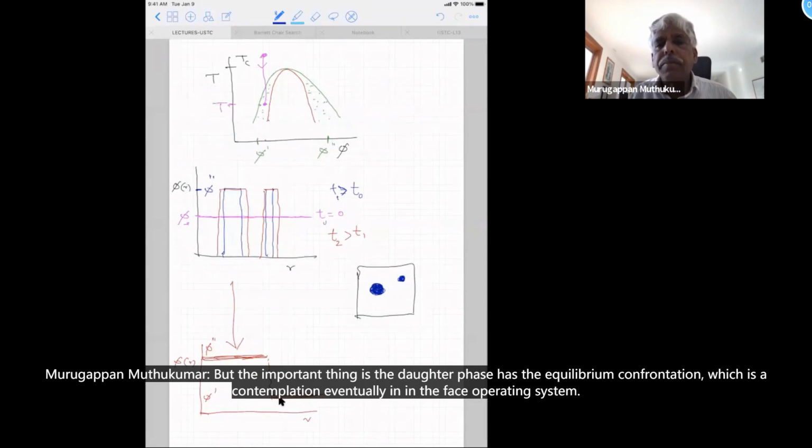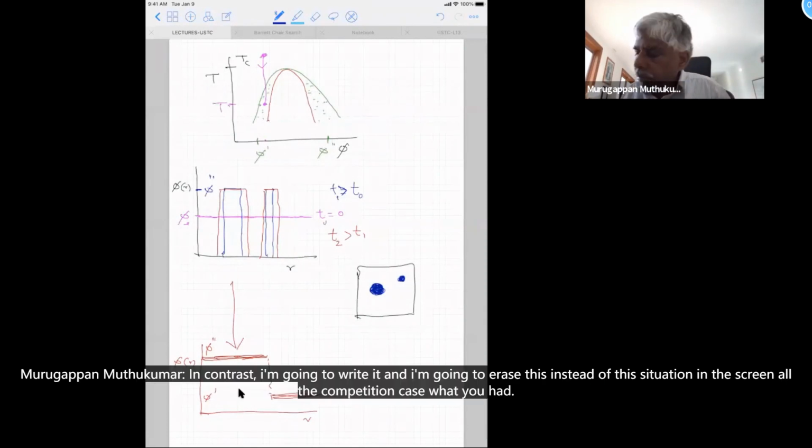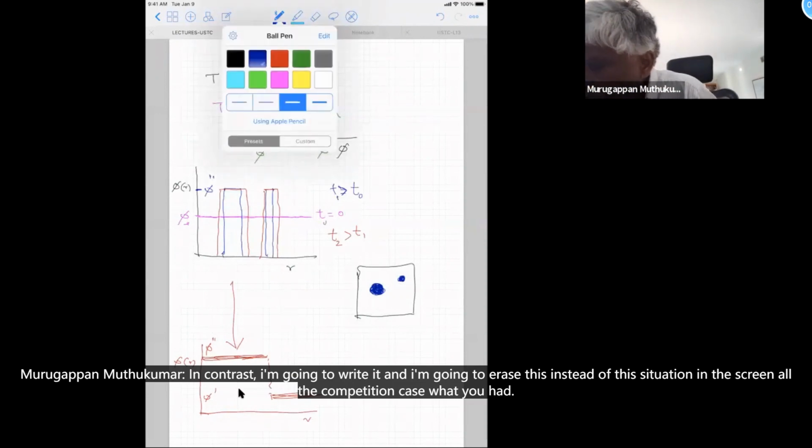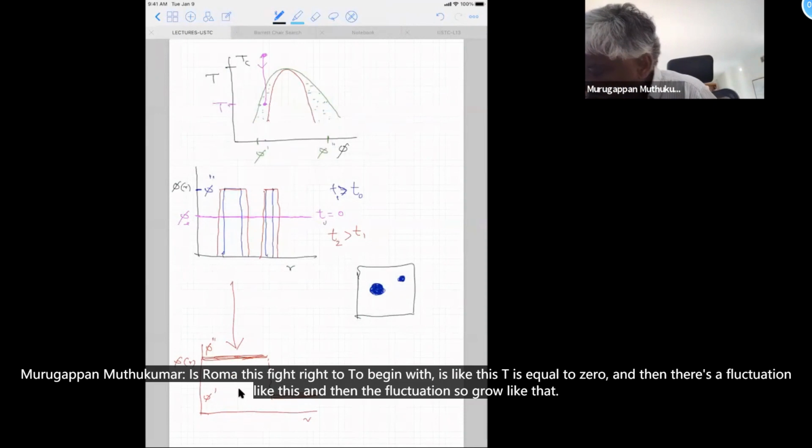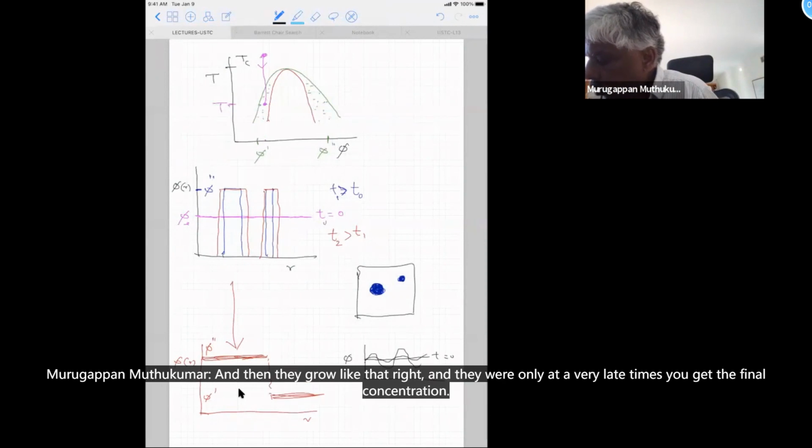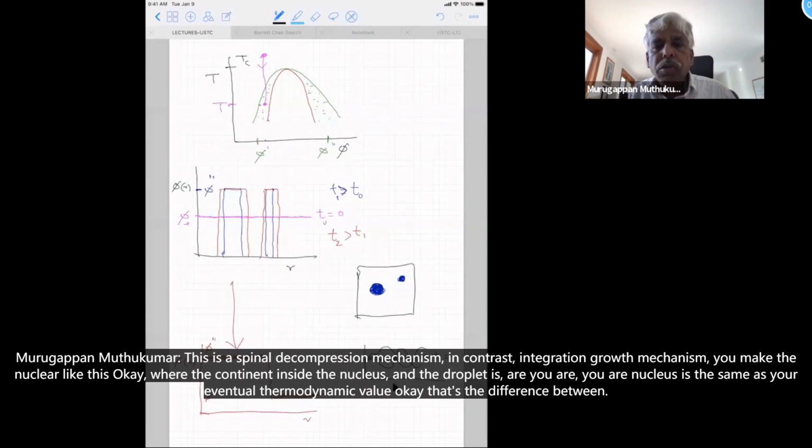phase separated system. In contrast, I'm going to write it and I'm going to erase this. Instead of this situation, in the spinodal decomposition case, what you had is, remember this, phi. To begin with, it's like this, t is equal to 0, and then there's a fluctuation like this. And then these fluctuations will grow like that. And then they grow like that. And only at very late times, you get the final concentration. This is the spinodal decomposition mechanism.